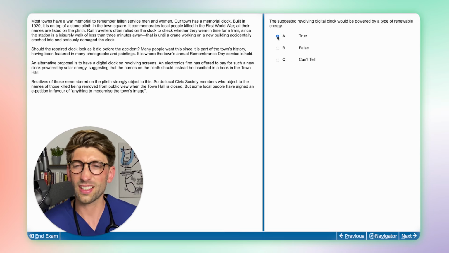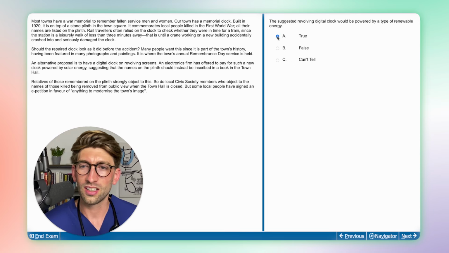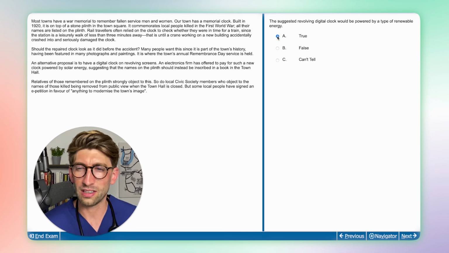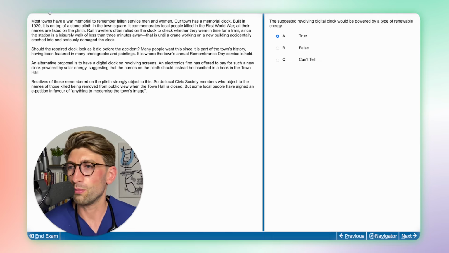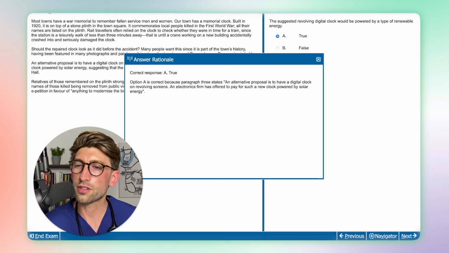I'd say yes. I think that's a pretty obvious one, but I sometimes trip myself up on these sorts of questions, being like, well, should we assume that it's a renewable energy? Maybe I'm just being ridiculous. So let's see whether I'm right. True. Okay. Option A is correct because paragraph 3 states an alternative proposal is to have a digital clock on revolving screens, and electronics companies offered to pay for such a new clock powered by solar energy. Okay, there we go. Right, fine.